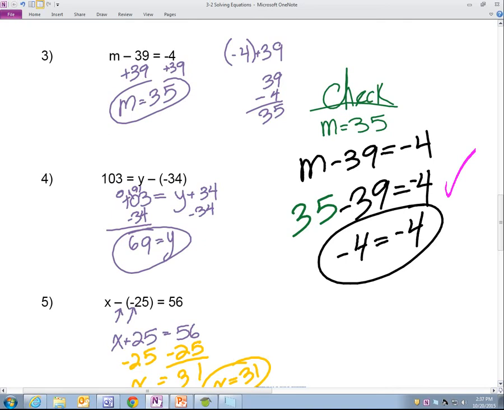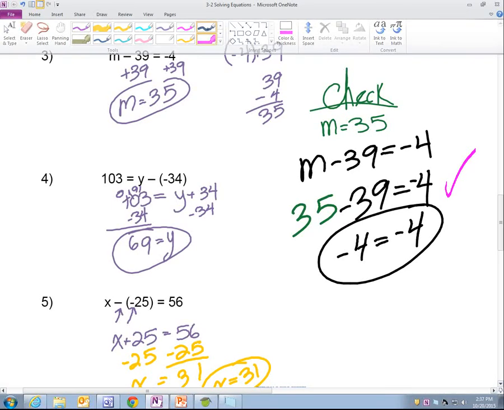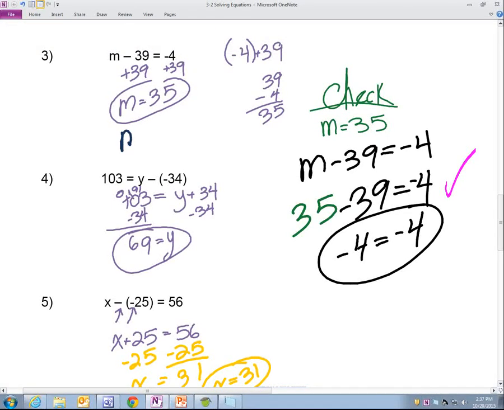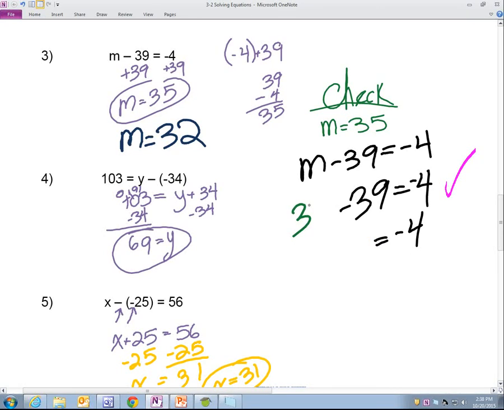All right. So that's the way we checked ourselves. If we did it wrong, let's say that over here we did our arithmetic wrong, and we got 36 over here. You don't have to write this down. Let's say we got 32. Okay, let's say that's the answer that we got. When we would insert 32 for this, 32 minus 39 is negative 7. Does negative 7 equal negative 4? No. So that would be wrong.